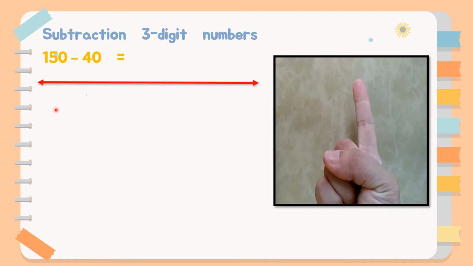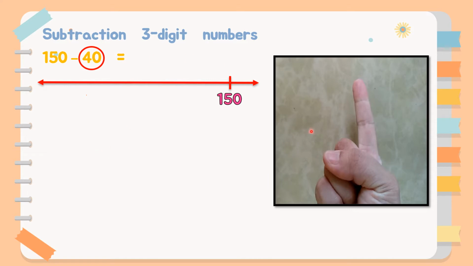Okay, in subtraction, we start at the bigger number. Which one is the bigger number? Yes, 150. And we put 150 on the right side of the number line. We want to subtract 40, so it is easy for us to subtract 10.